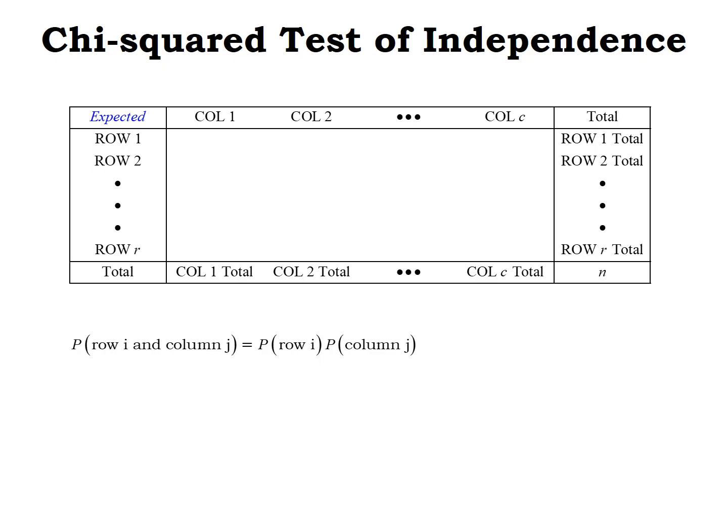This is simply going to be the probability of observing whatever the row I variable is, times the probability that an outcome would be in column J, assuming our variables are independent. And that is the null hypothesis of our test of independence.